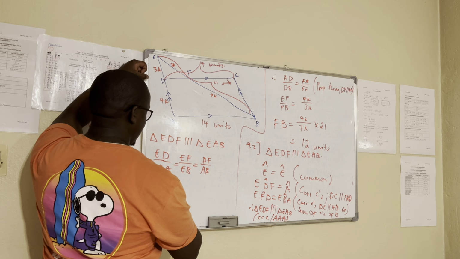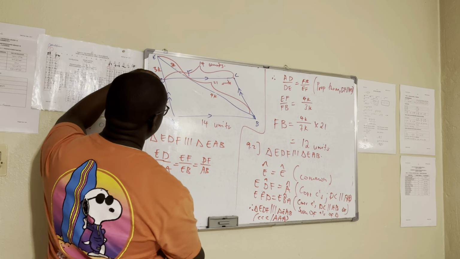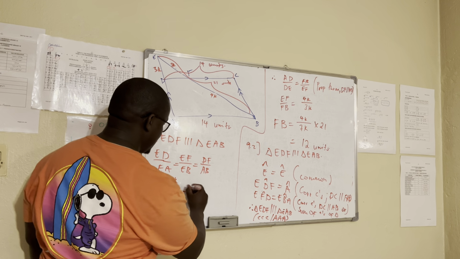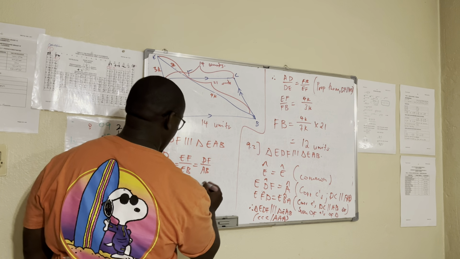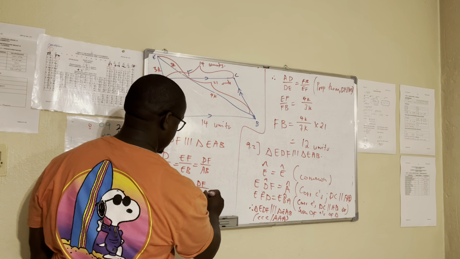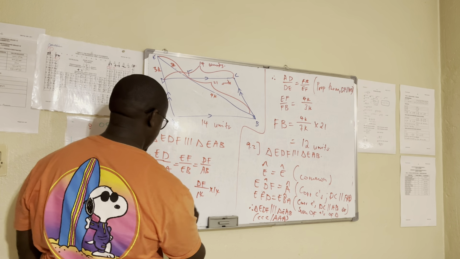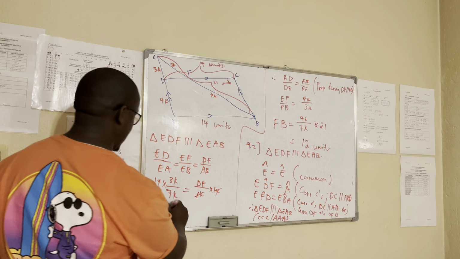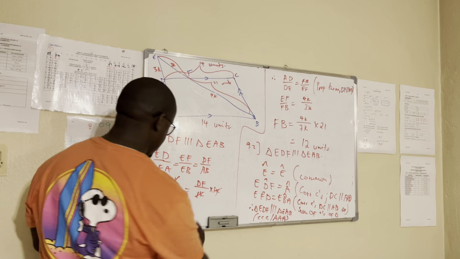So if we use this one, EF over EB is 3K over, what is EB? 7K. Guys, I can make a mistake, my bad. So DF over 14. Then I can cross multiply the 14, and this will cancel that. So now it makes sense. K cancels K. That's 6 units.